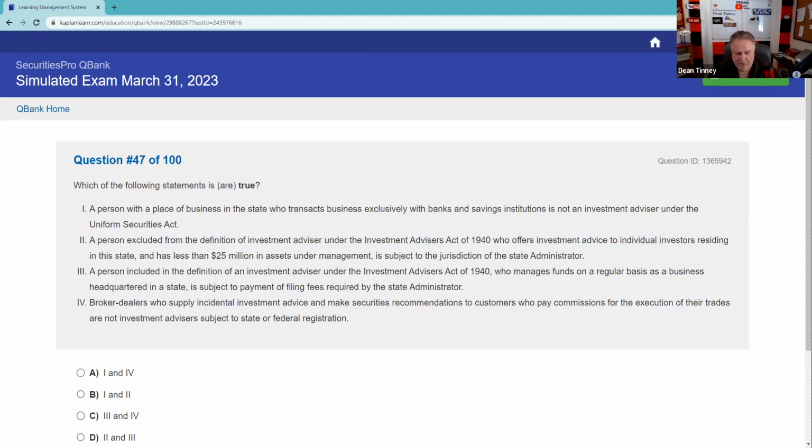So you got 50/50 now. It's either A or C. Let's see, a person included in the definition of investment advisor under the Investment Advisers Act of 1940 who manages funds on a regular basis as a business headquartered in a state is subject to payment of filing fees required by the state administrator. Yeah, they manage funds in the state because they're registered under federal.